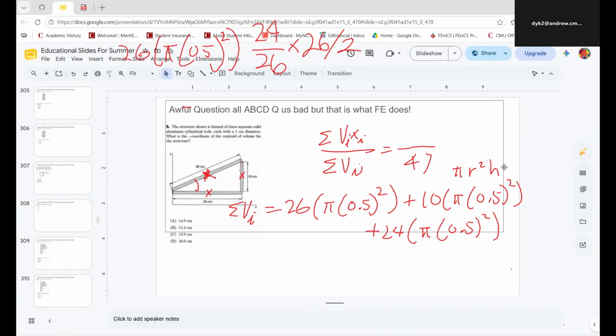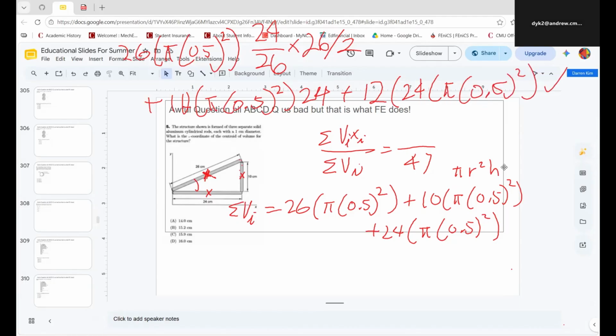Now we do that plus our, once again, 10 parentheses pi parentheses 0.5 squared parentheses, what was it, 10? So it was 24 plus the half of that. So it's 13 next, until 12 next, sorry. And then it's 24 multiplied by pi 0.5 squared. Okay, let me plug that into my calculator and figure things out.